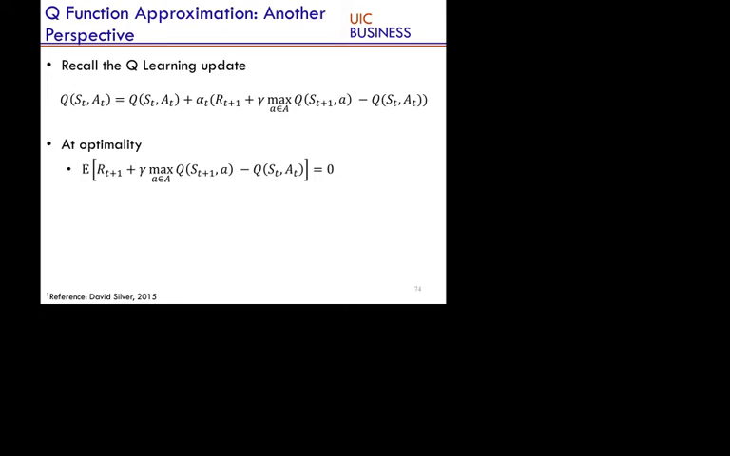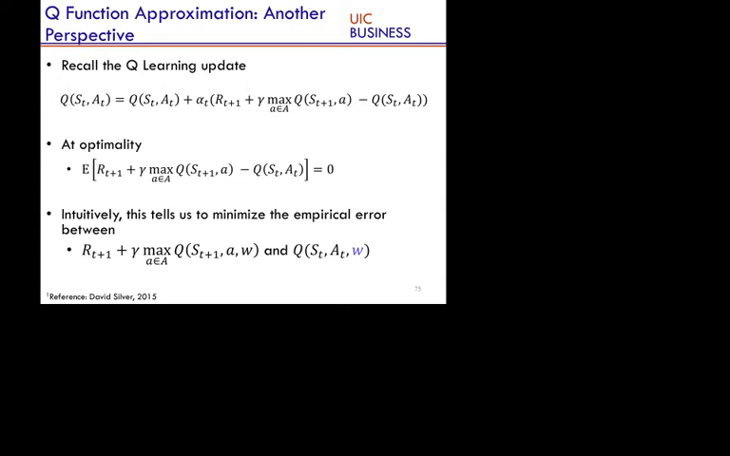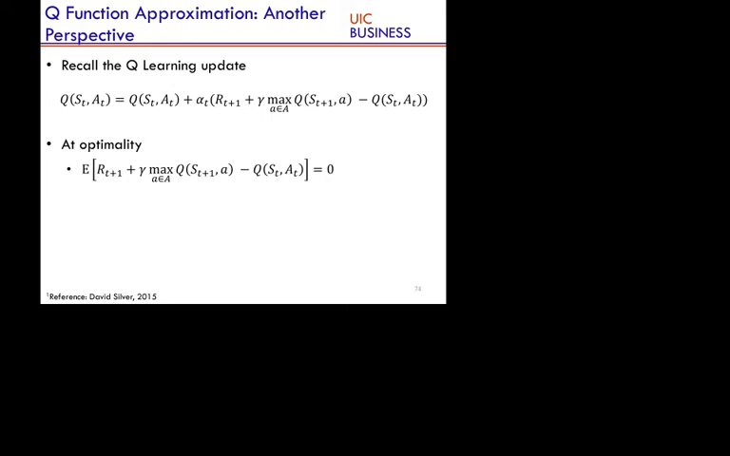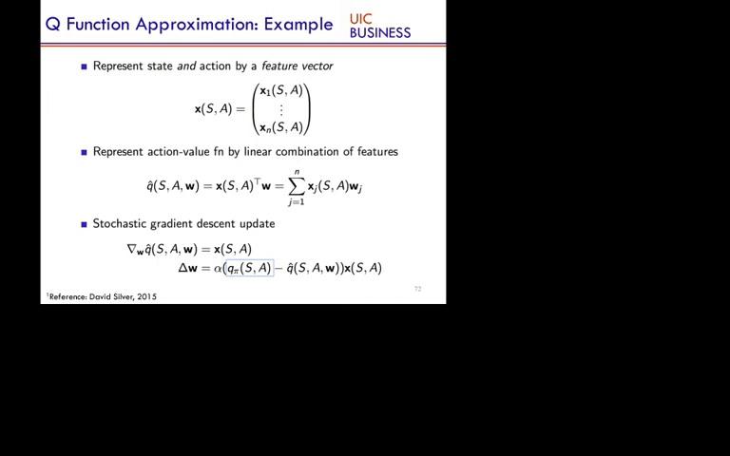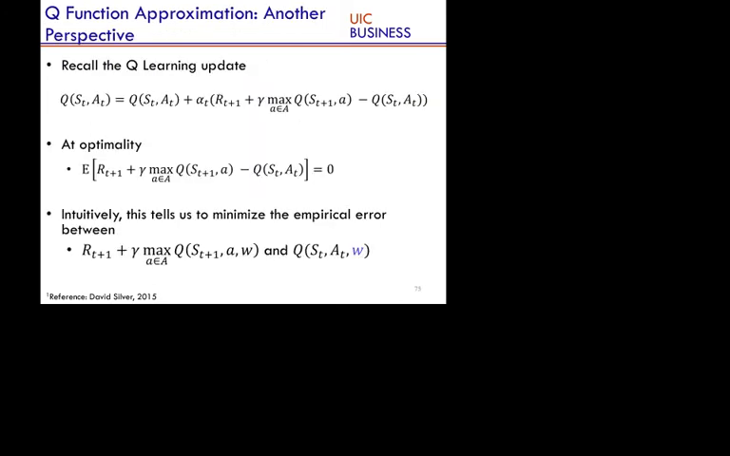This also motivates us to minimize the error between these two guys. From the previous slide, we said we don't have this, and from this slide we are saying that at optimality these two numbers should be the same. So let's use this as a target. We can use these as targets instead of the Q pi of s comma a that we were seeing. So we're going to minimize the empirical error between this guy and this guy.